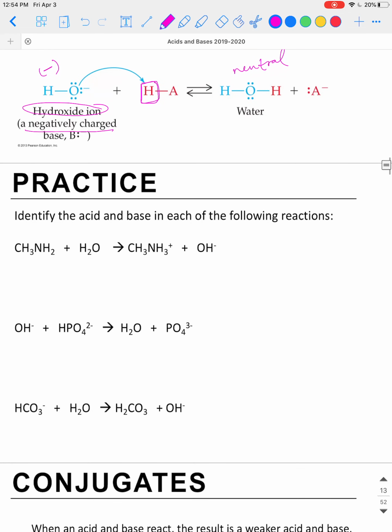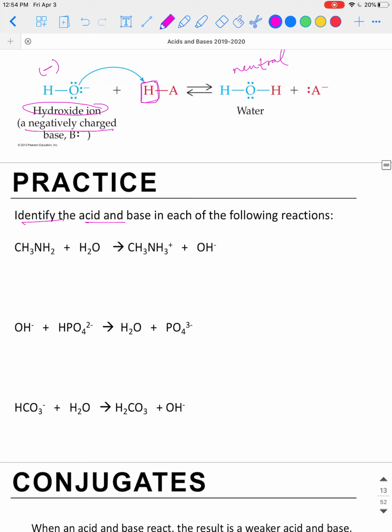Okay, so one of the main goals from these videos so far is I want you to be able to identify an acid and a base in any reaction. In any acid-base reaction, look at the reactants. We're identifying the acid and the base, which will always be on the reactant side. You'll never identify the acid and the base on the product side. They'll always be the reactants in a chemical reaction.